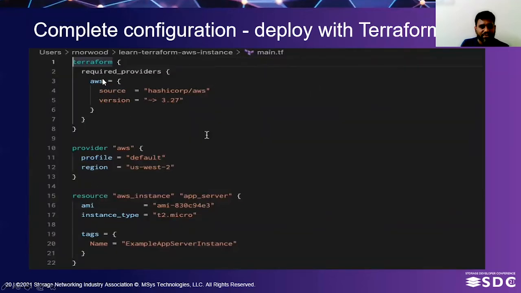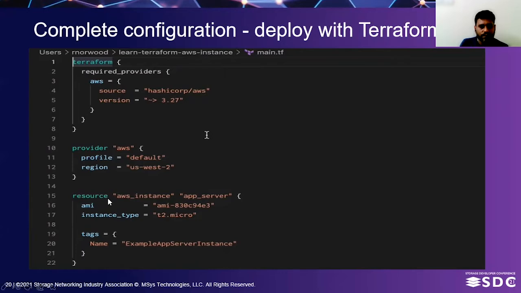This contains three blocks: the Terraform block, the provider block, and the resource block. In the Terraform block, we provide the Terraform settings and the provider information, and we can get the providers from the Terraform registry. Here, we are going to use the HashiCorp AWS provider. And in the provider block, we can define the specific provider settings. In our case, it is AWS.